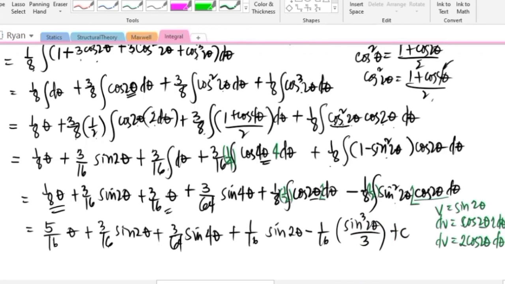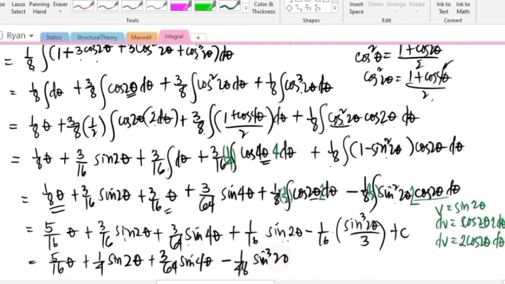Simplifying further, we have here sine 2 theta and sine 2 theta. Pagsamahin natin, so this is 5 over 16 theta. Pagsamahin natin si 3 over 16 sine 2 theta at saka 1 over 16, that's 1/4. 1 over 4 sine of 2 theta, and we have here plus 3 over 64 sine of 4 theta minus 1 over 16 times 1/3, so it's 1 over 48 sine cube of 2 theta plus c, and this is our answer.